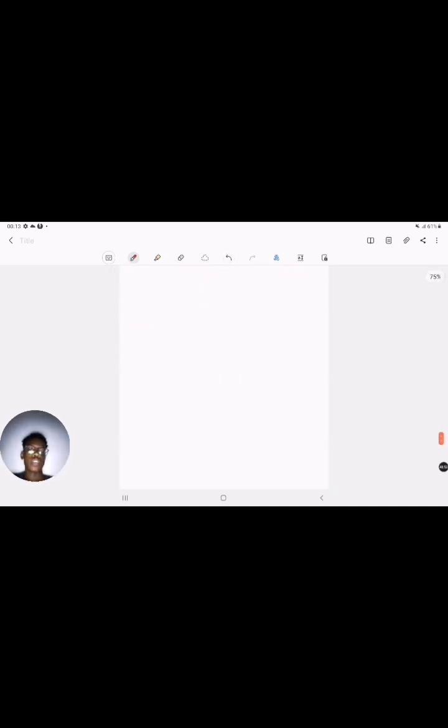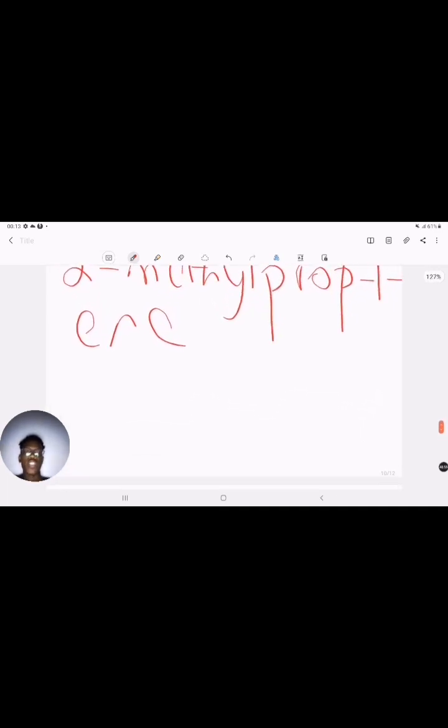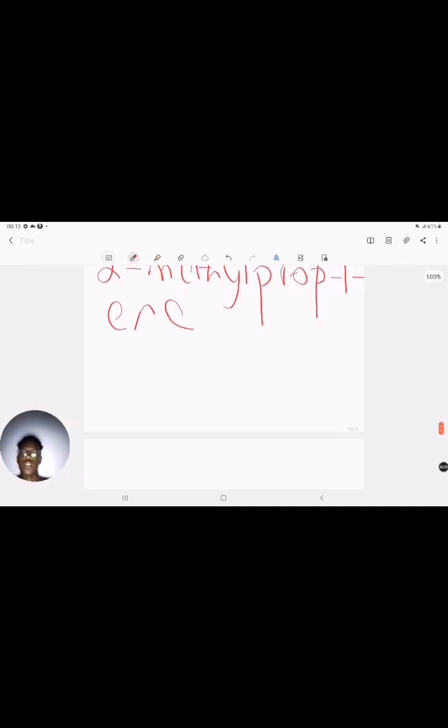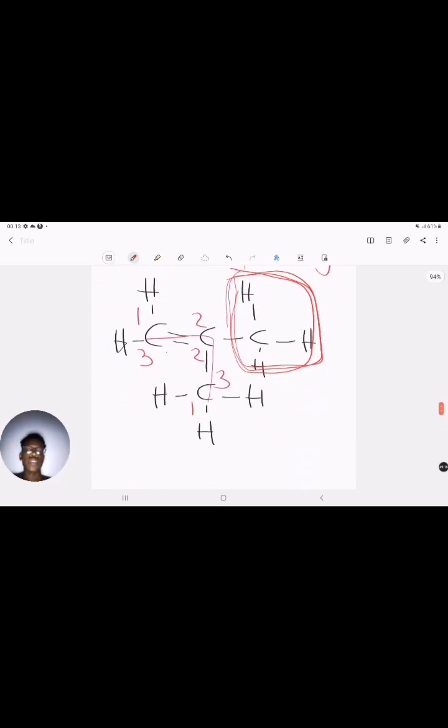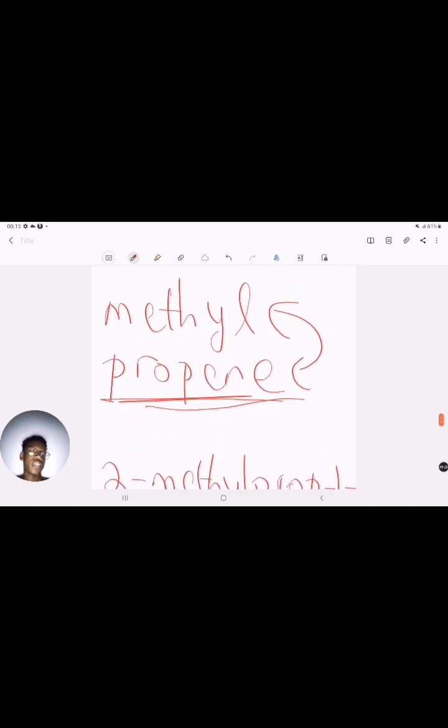I don't have enough space. Let me just rewrite it down here. So that's your answer. You've got 2-methyl, on carbon number 2, you've got your methyl. Then in your propene, on carbon number 1, you've got your double bond. That's all that this name says. Carbon number 1, you've got your double bond. Carbon number 2, you've got your alkyl group attached to it. Easy. That's all this says.